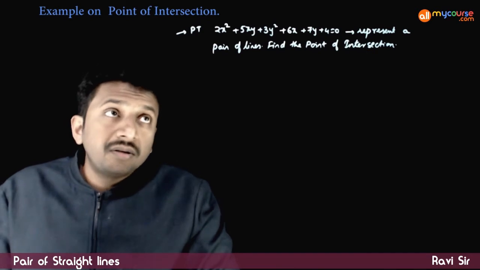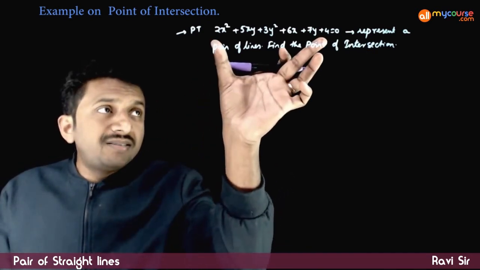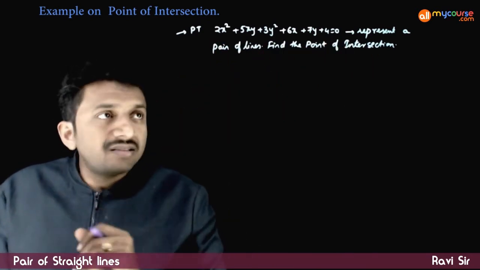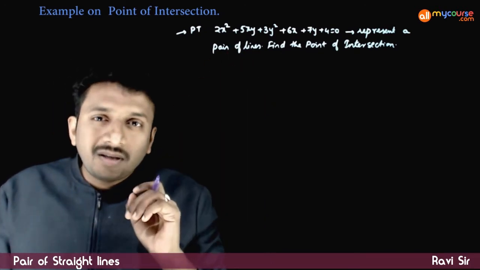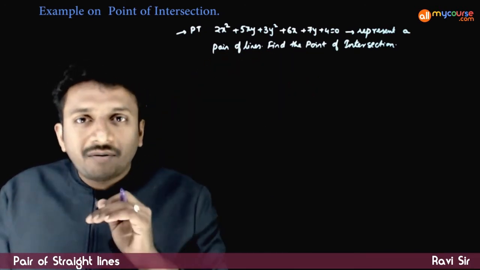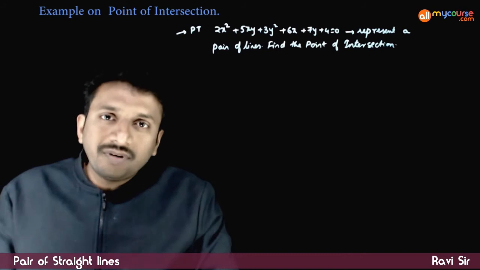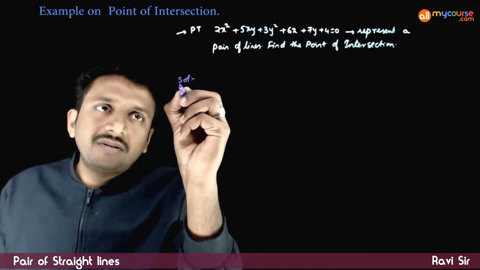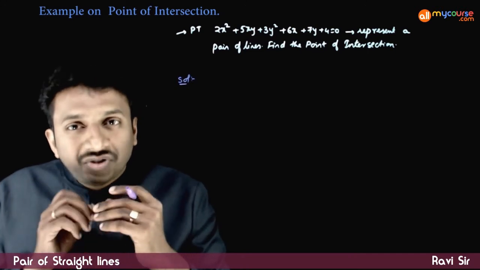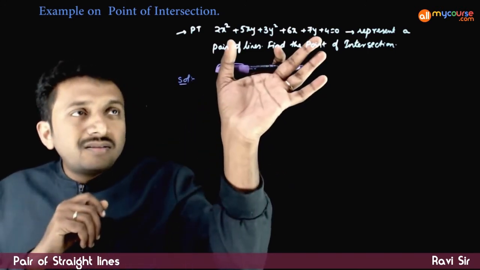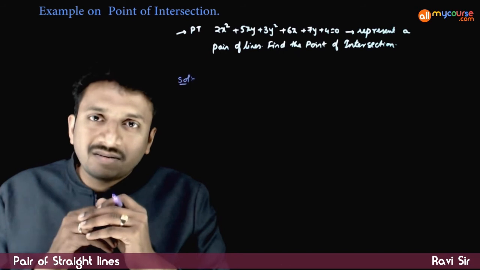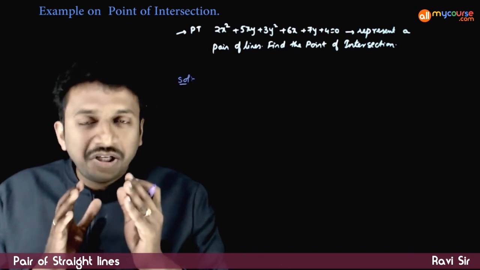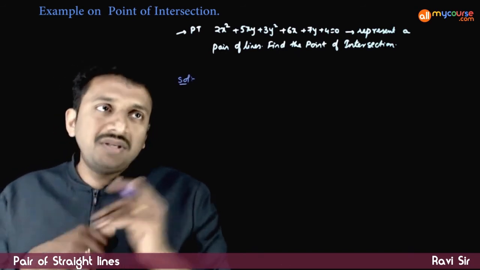In this question, you're asked to prove that this equation represents a pair of lines, and once you are sure that this represents a pair of lines, you're asked to find the point of intersection. So again, a very straightforward question. So how do we check whether this represents a pair of lines? We have the condition that delta has to be equal to 0.